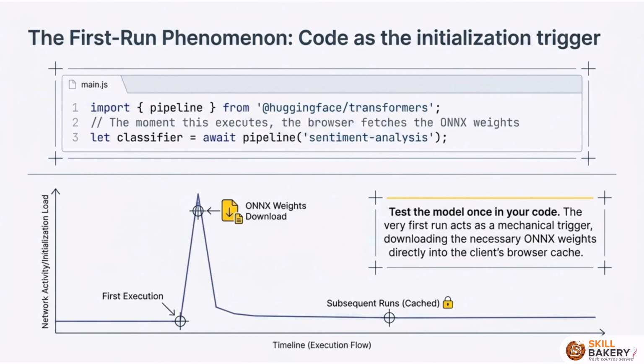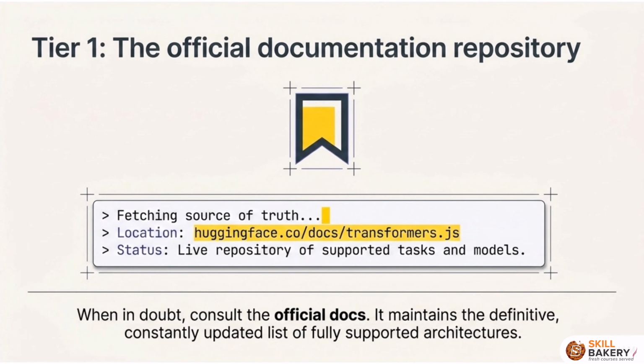Understand the first-run phenomenon. Executing your code triggers the browser to fetch and download the necessary ONNX weights into the local cache. Subsequent runs will use these cached files for better performance. When in doubt, always consult the official Transformers.js documentation repository. It remains the definitive and constantly updated list of fully supported tasks and model architectures.